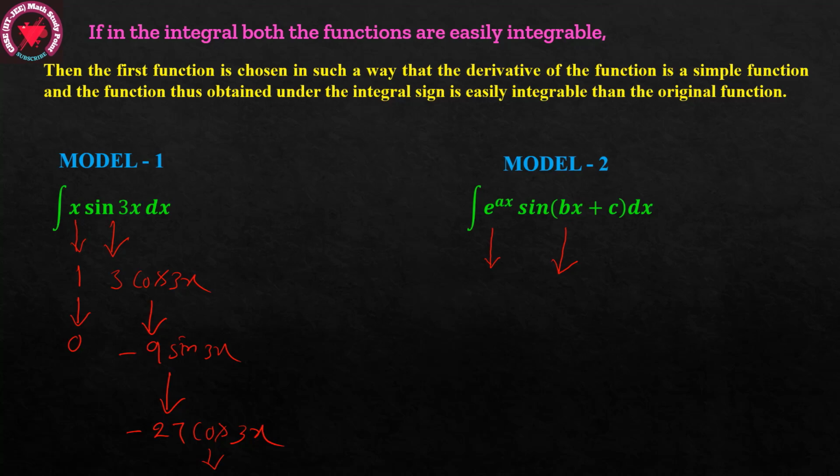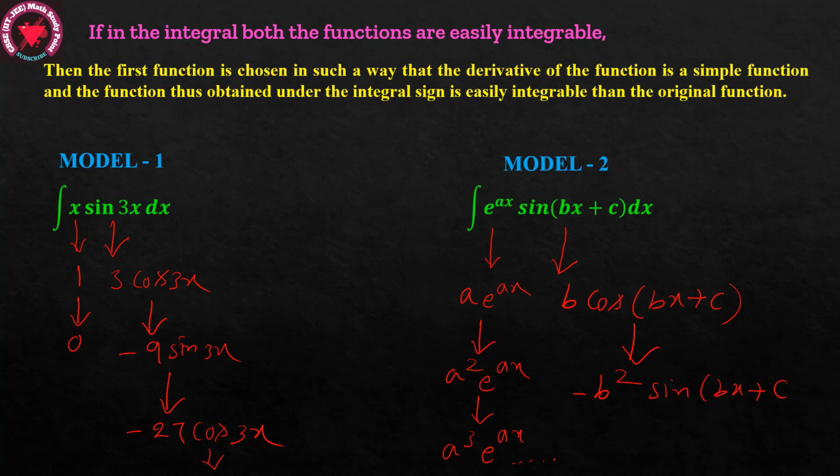But in the second example, the e power ax derivative is a into e power ax, and then again differentiating gives a square into e power ax, and then again differentiating gives a cube into e power ax. Like that it will go, there is no end. Similarly here, the derivative of sin of bx plus c is b cos of bx plus c. If we differentiate this one again, we get minus b square sin of bx plus c. If we differentiate this one, it will continue, there is no end.